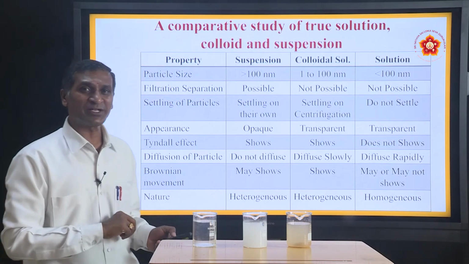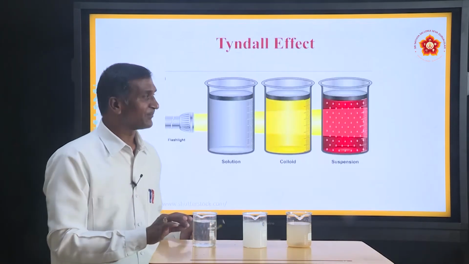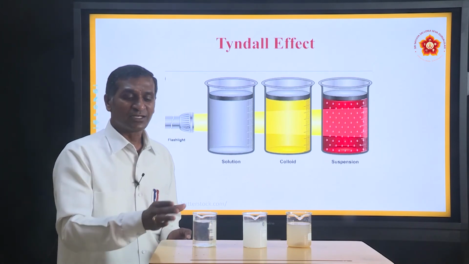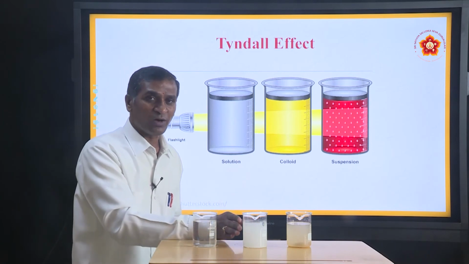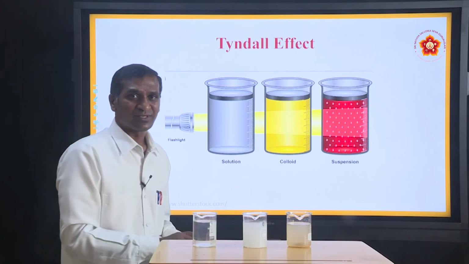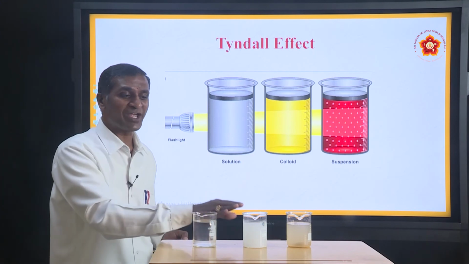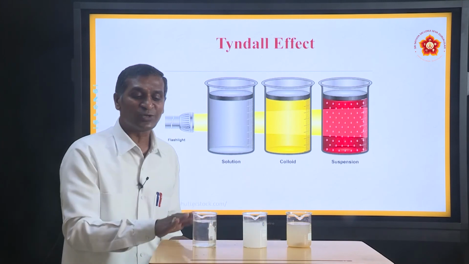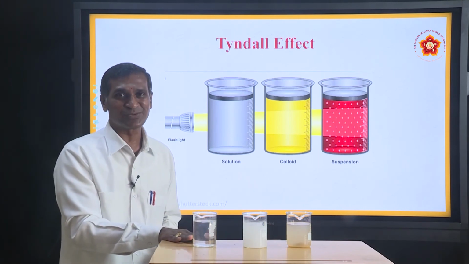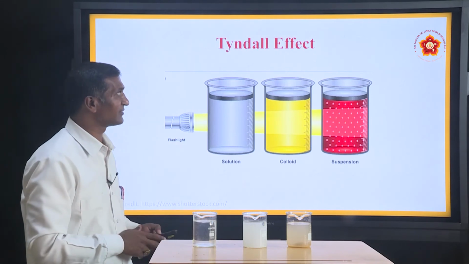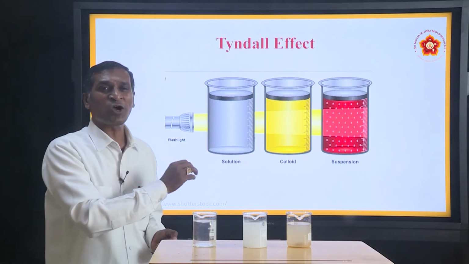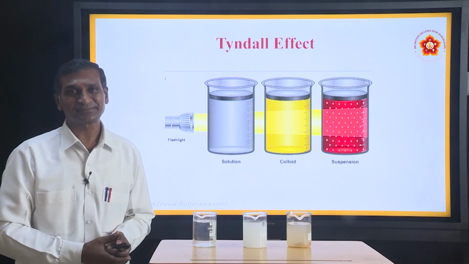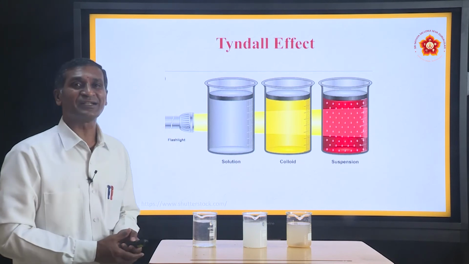The unique properties are the Tyndall effect, where we see the Tyndall effect when a beam of light is passed through a solution, a colloid and a suspension. We can see the beam of light very bright in a colloid, less bright in a suspension, and no Tyndall effect in a solution. So, what is the Tyndall effect? Scattering of a beam of light by the colloid particles. This is called the Tyndall effect.